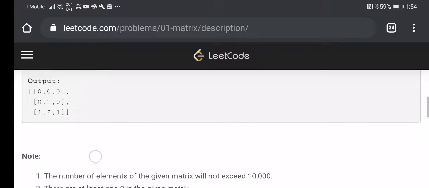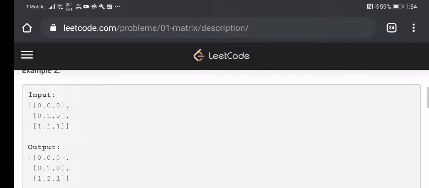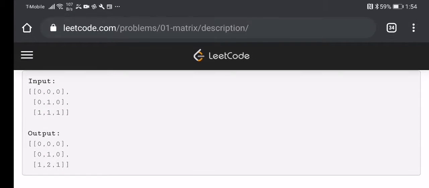So we use dynamic programming, and dynamic programming helps us by making 2 passes through the matrix, right? You first make a forward pass and then a backward pass, and that can solve the problem if you do it right.